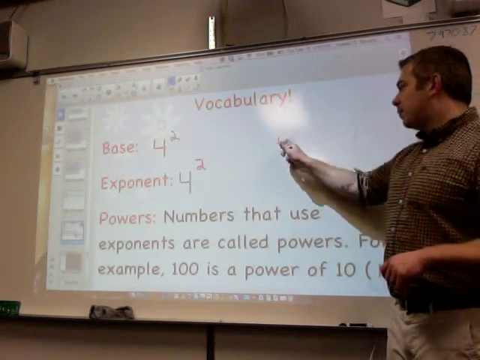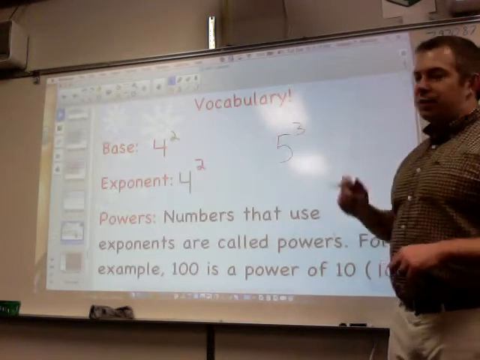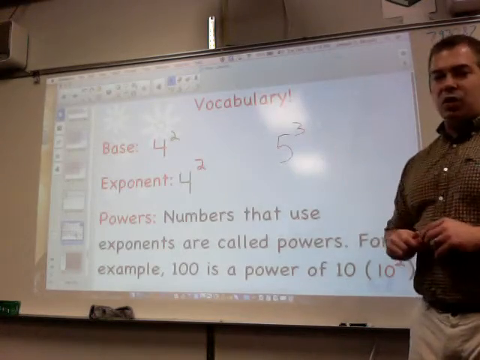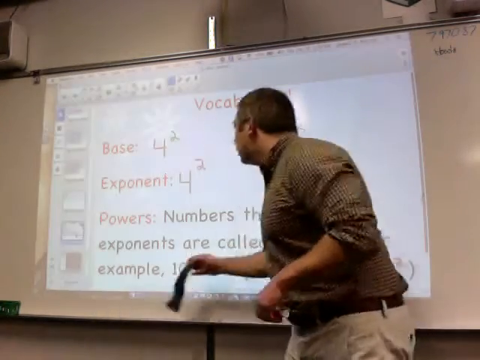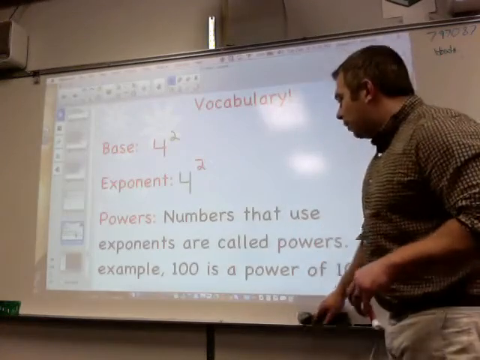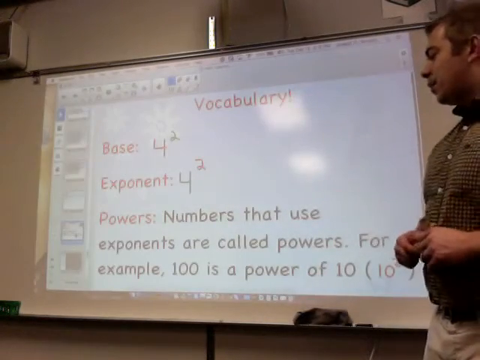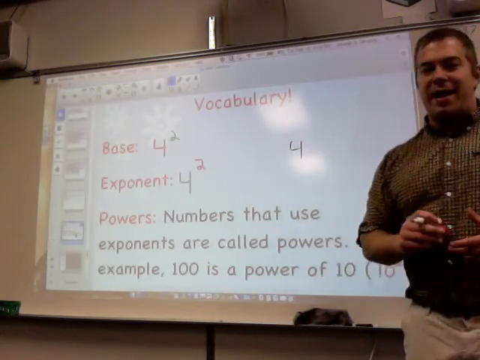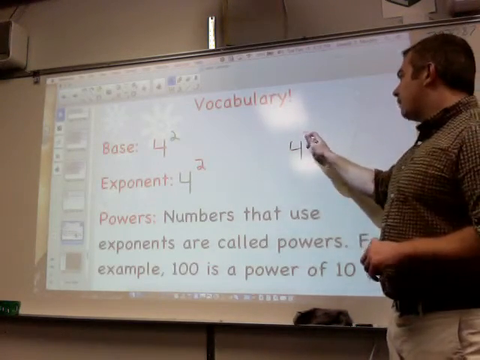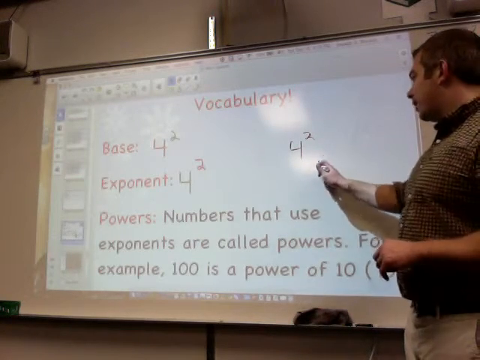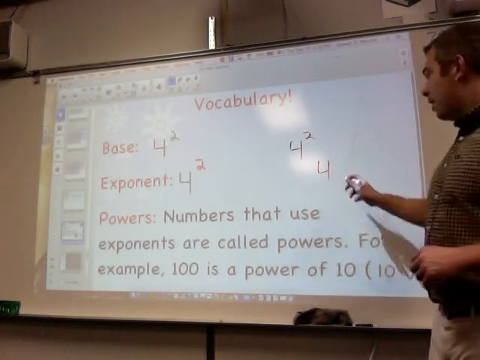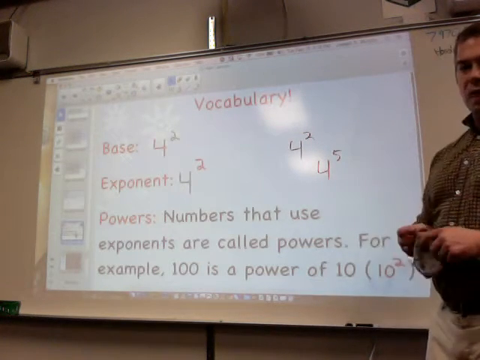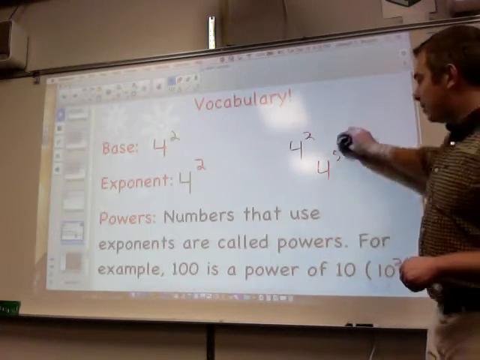I could write a different number, 5 cubed. 5 is my base. The 3 up there, the cubed, is my exponent. So what does that word power mean? Well, numbers that use exponents are called powers. So this number 4 does not have a power, but now it's 4 to the second power. Or I can write another base of 4 and put it to the 5th power. So when you see the little number right above a number, that means it's a power.